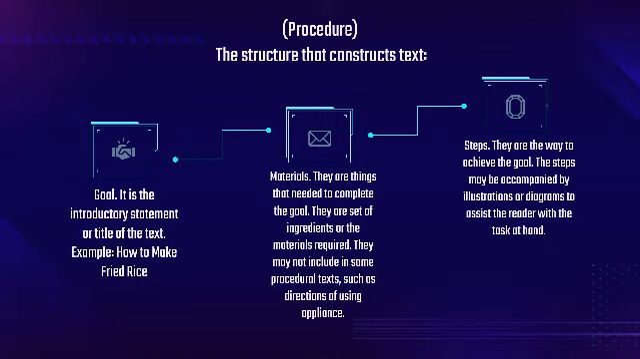2. Materials. They are things that need to complete the goal. They are set of ingredients or the material required. They may not be included in some procedural text, such as direction of using appliance. And third, steps. They are the way to achieve the goal. The steps may be accompanied by illustration or diagrams to assist the reader with the task at hand.